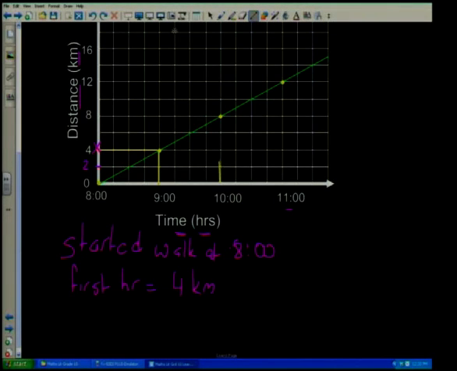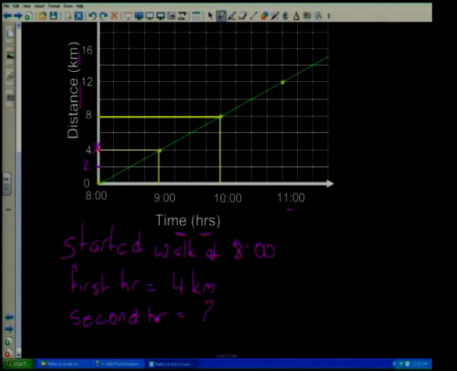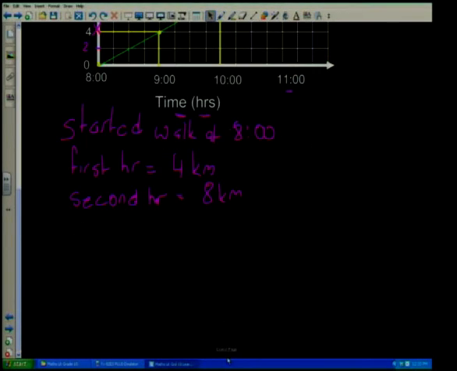In our second hour, we go from 10 o'clock up to our graph and across from our graph, and we see that she got to 8 kilometers. And what does that show us? Well, if we take the one minus the other, in the first hour, she traveled 4 kilometers, and in the second hour, we take 8 minus 4, she traveled 4 kilometers. So she is traveling at a constant rate.